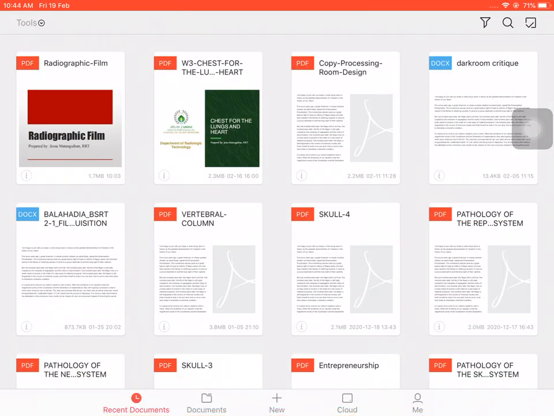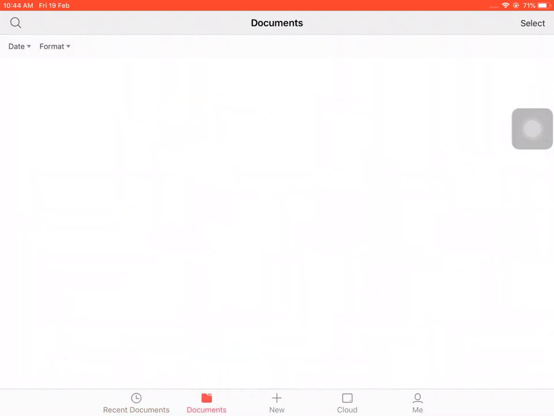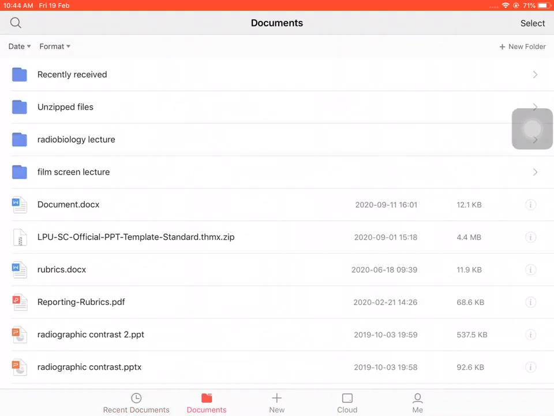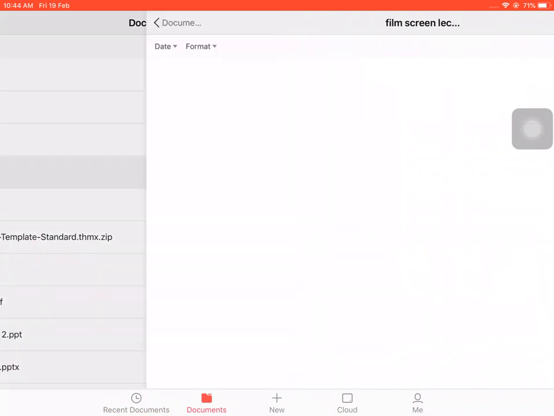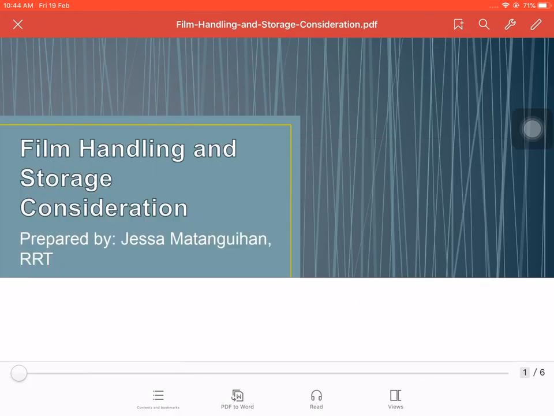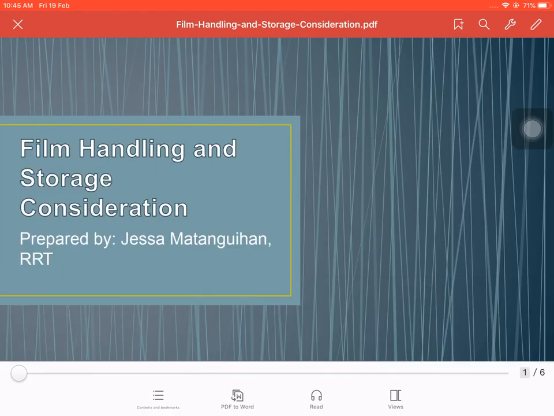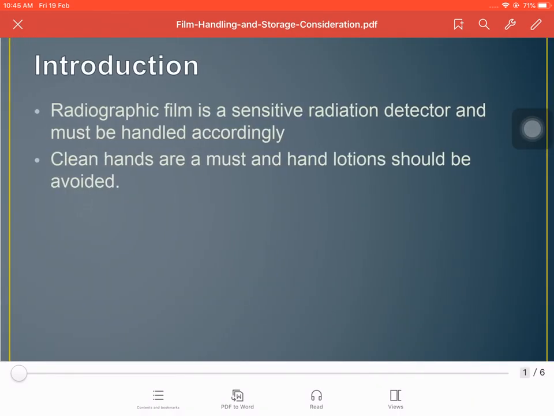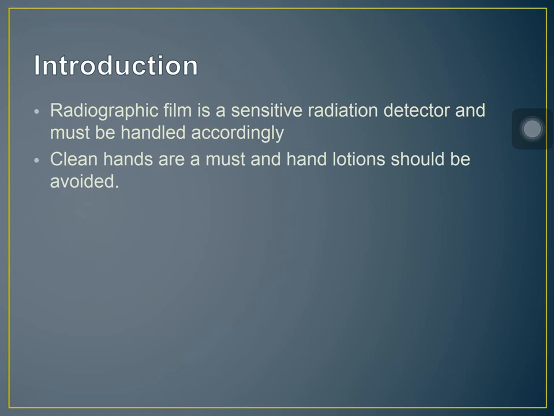Okay, now let's see the film handling and storage consideration. Film handling. So radiographic film is a sensitive radiation detector and must be handled accordingly. So clean hands are a must and hand lotions should be avoided.